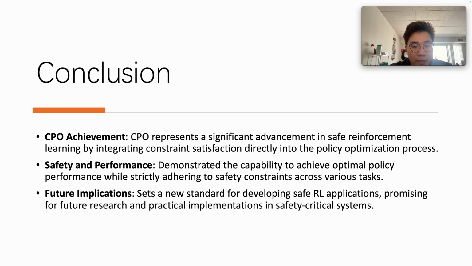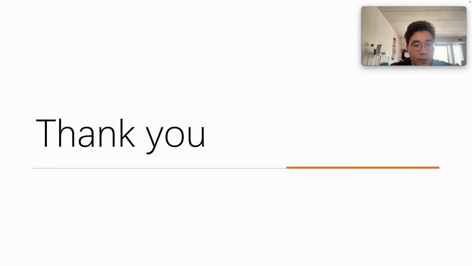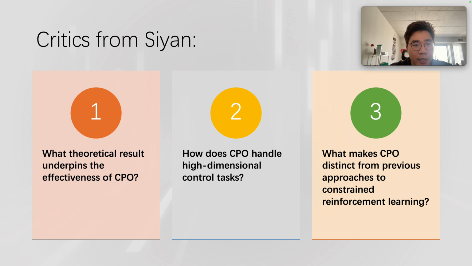Thank you. That's the end of my presentation of the paper. And now let's jump into the question part that's been presented by Siyan. After reading the paper, Siyan asked 3 questions, which I've listed above, and I'll answer each question one by one. So the first question is, what theoretical results underpin the effectiveness of CPO?